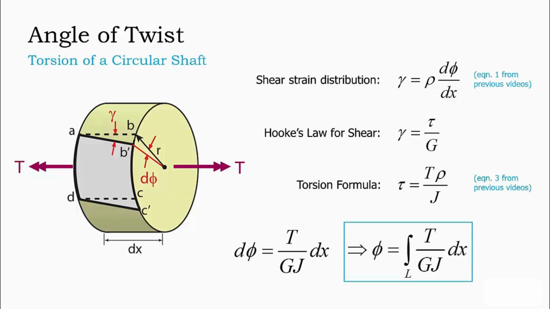Thus, the overall angle of twist for a circular shaft is the integration over the length of the shaft of the internal torque divided by the product of the shear modulus and polar moment of inertia of the shaft, multiplied by the infinitesimal segment length dx. Now we have an integral solution for the angle of twist of our shaft.